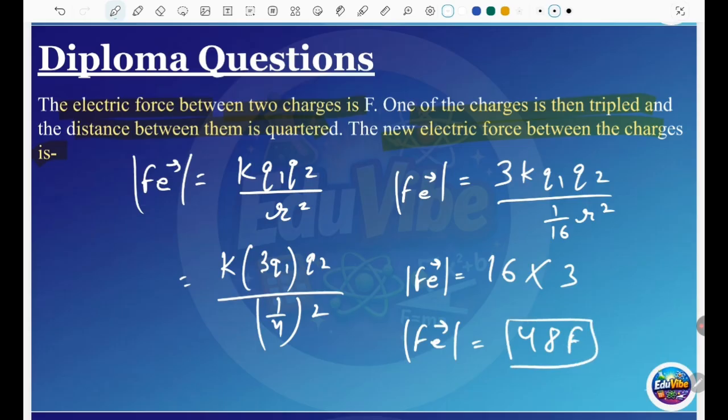So when we know the numbers, all these things go to 1. All this goes to a constant. The things we have, the triple and the quarter, are what we have to mention over there, but the other things go to 1. And when we do the multiplication and take the reciprocal of this, we get 48F. Because this is the new force we have to find, we have to write 48F.